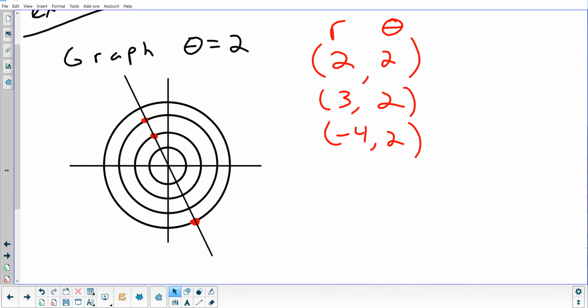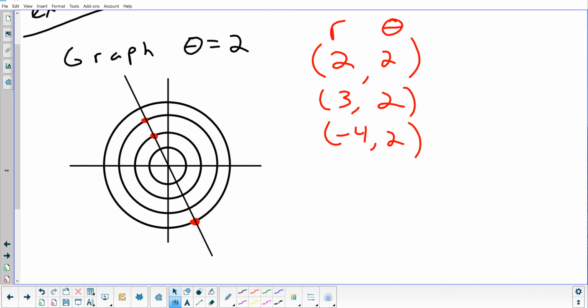So when you let theta equal a number, you get a straight line through the origin. Now we could talk about lines that don't go through the origin and have a certain slope and intercept. We're not going to get into that. That's all we're going to talk about with lines. Okay, questions on that?